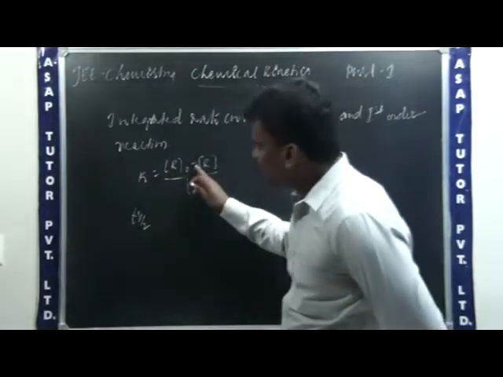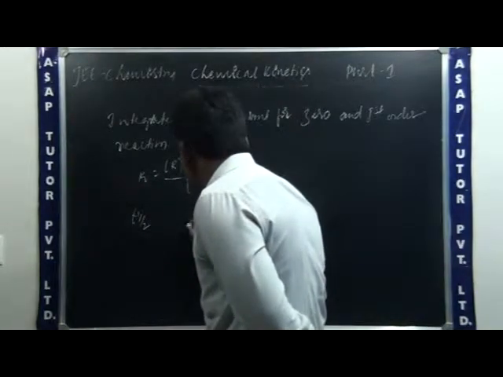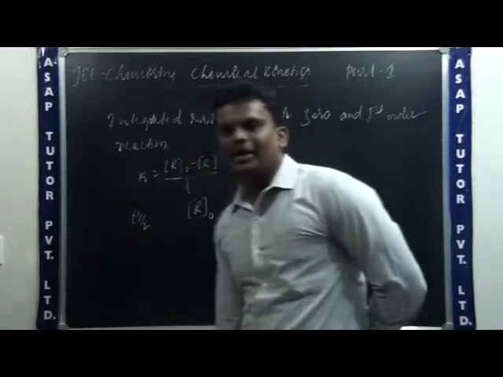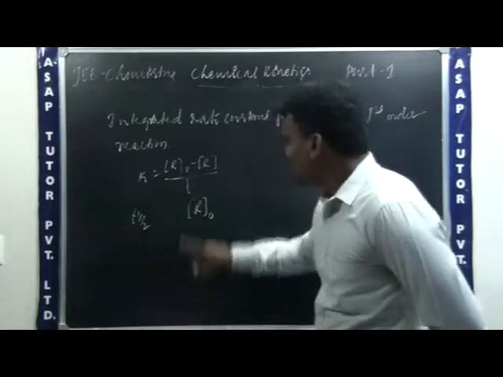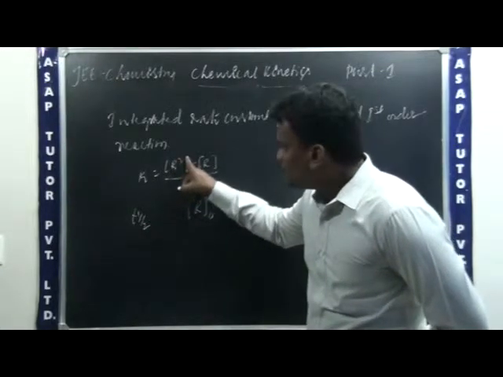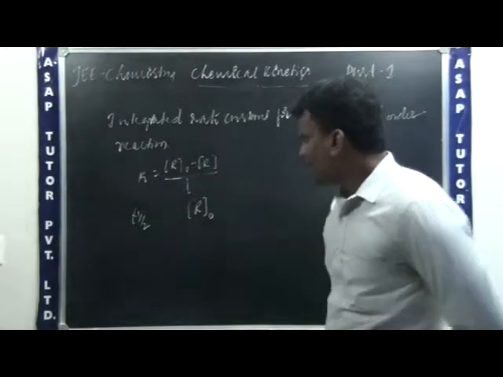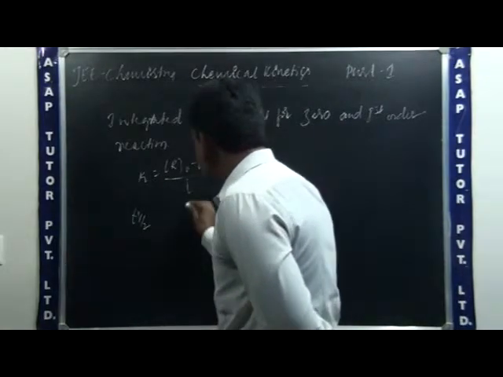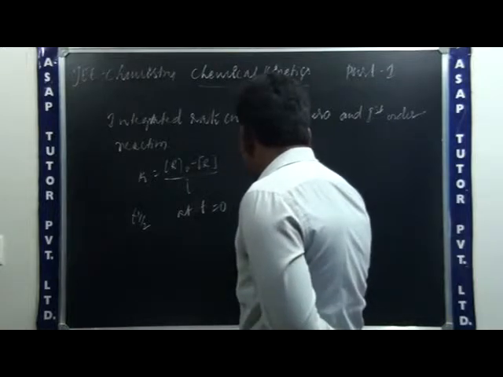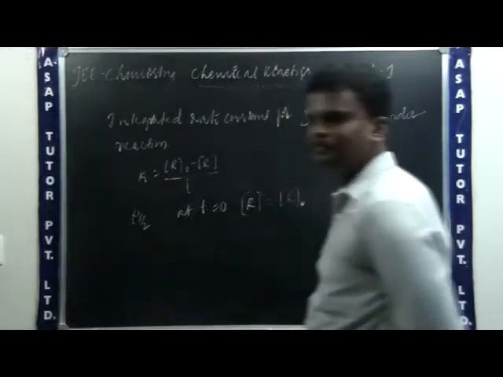While deriving the formula for the half-life period of zero order reaction, we need to consider the initial concentration and the half-life period. Here, this is the final concentration and this is the initial concentration. There is no change in the initial concentration, but there is a change in the final concentration. At time t equals 0, the concentration of R is equal to the concentration of R naught.